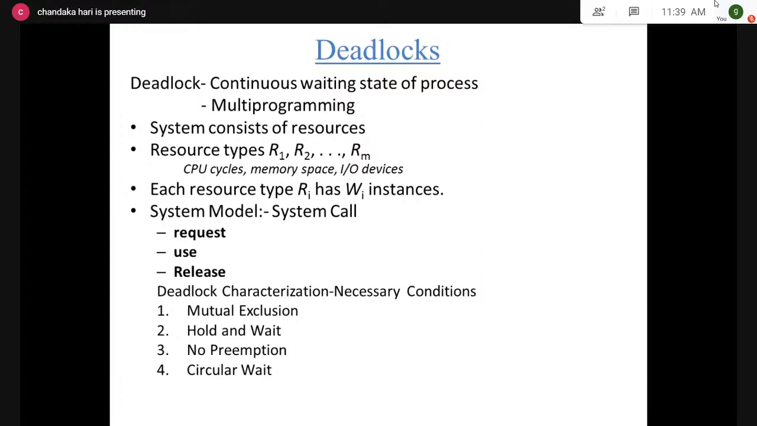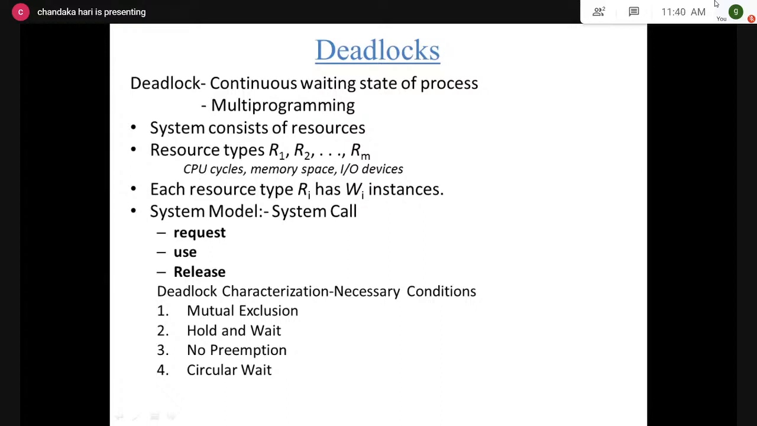That implies at least one resource in a computer system must be held in non-shareable mode. That is, only one process at a time can use the resource. If any other process requests the same resource, it must wait until the resource has been released. This is the first one. So the mutual exclusion condition is caused only because of non-shareable resources. There is no problem with shareable resources.